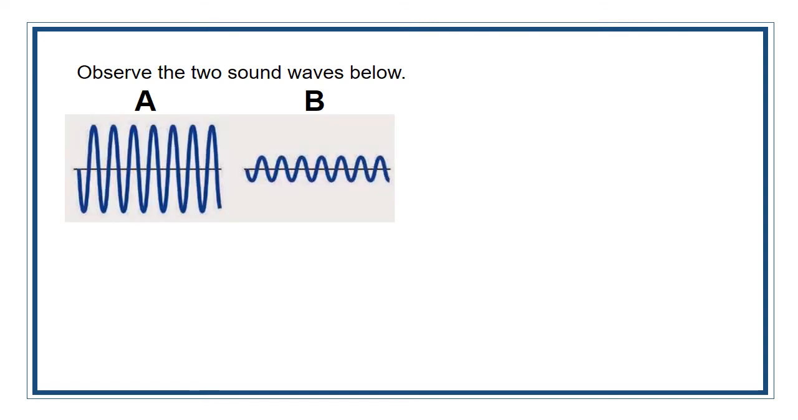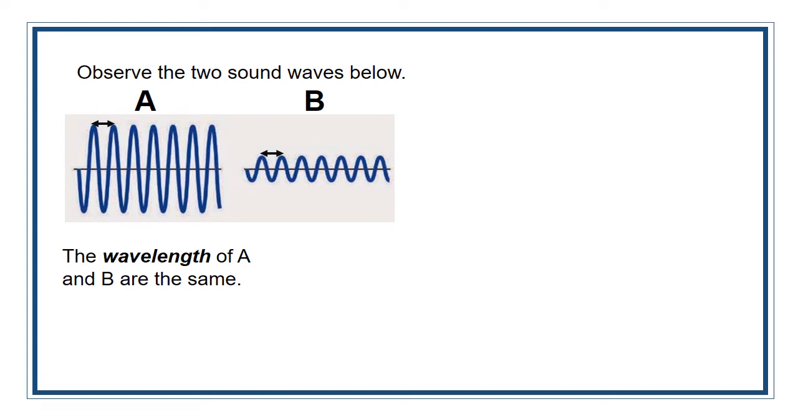To continue, I have here another set of waves. You have A and B. Now I want you to compare the wavelength of A and B. Are they the same or different? They are the same. So here is the wavelength of A and here is for B. If you will notice, they have the same length.